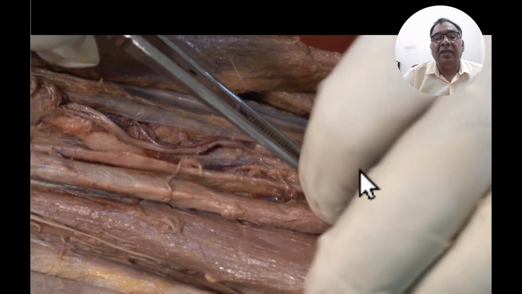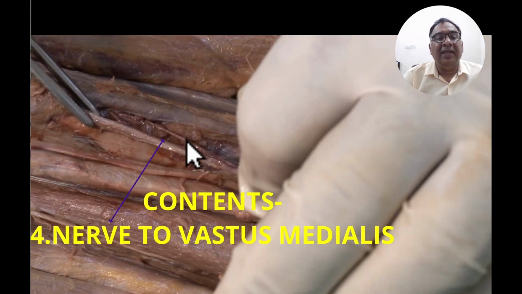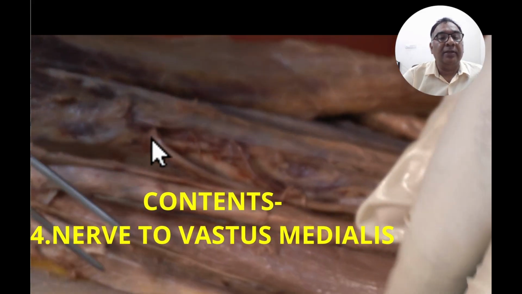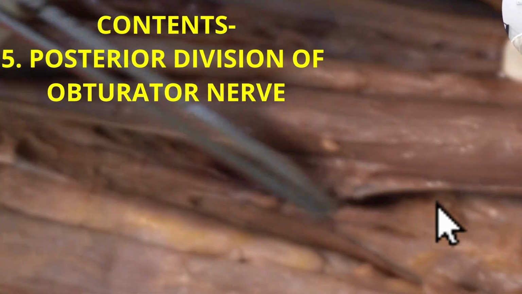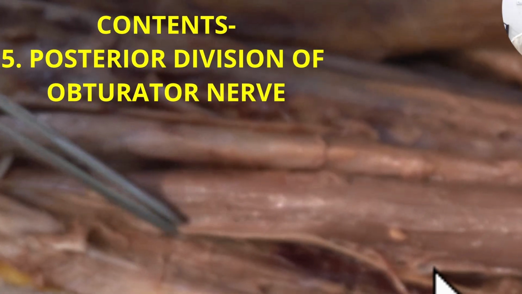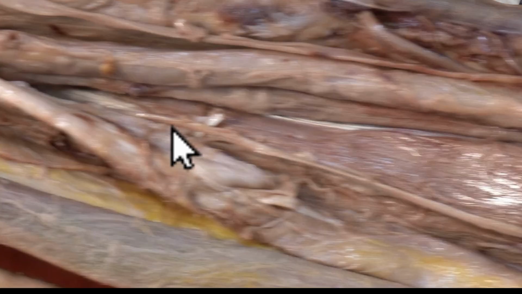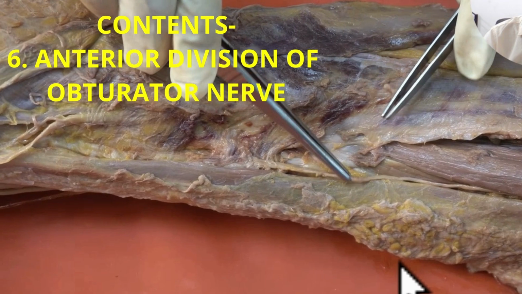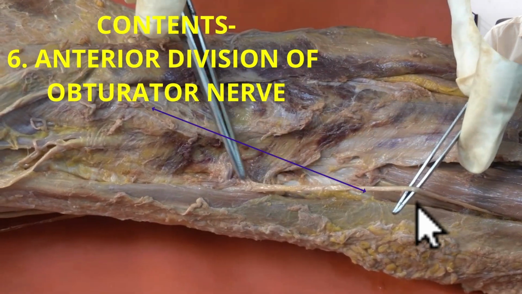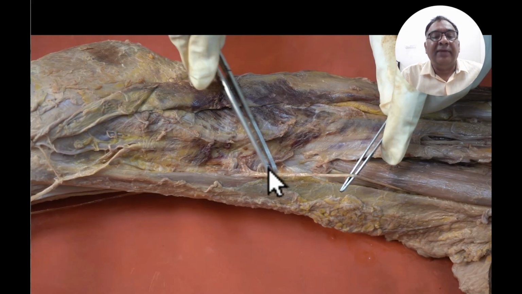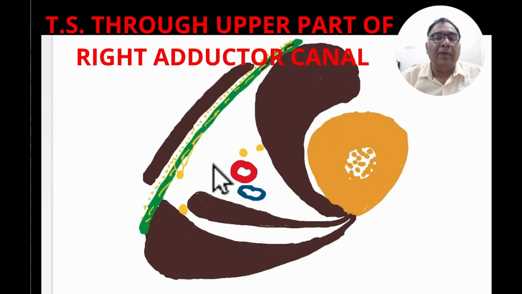Now the next content is nerve to vastus medialis. It runs lateral to femoral artery and gives supply to vastus medialis muscle. Next content is the posterior division of obturator nerve. This is the posterior division of obturator nerve. It runs between adductor longus and magnus, and in the lower part of adductor canal it runs along with femoral artery. Here in this video you can see this is the anterior division of obturator nerve, and here it takes part in formation of subsartorial plexus.